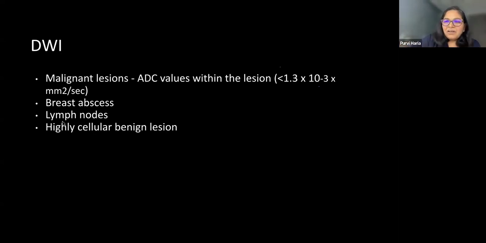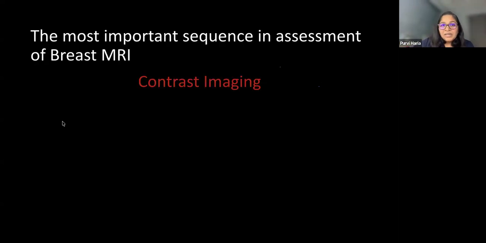So right now we are not in a position to only do diffusion and skip the other sequences, but maybe if we ever reach the stage where non-contrast breast MR comes into clinical practice, diffusion will be one of the most important sequences there. So with that, let's move on to the most important sequence in breast MR.